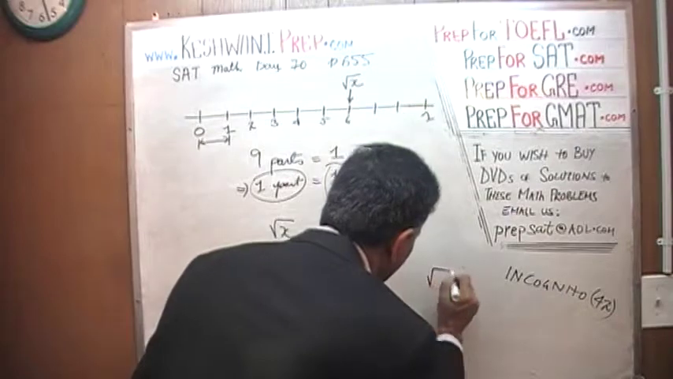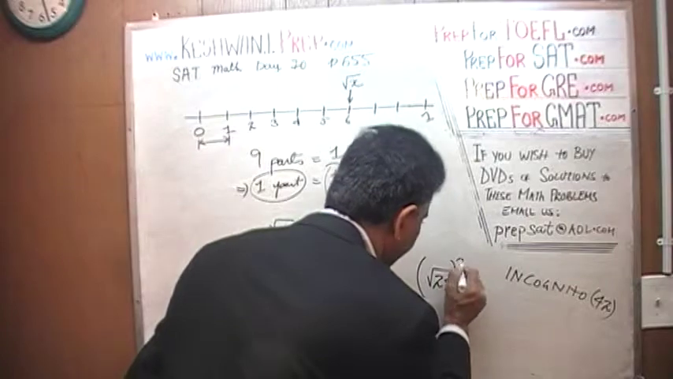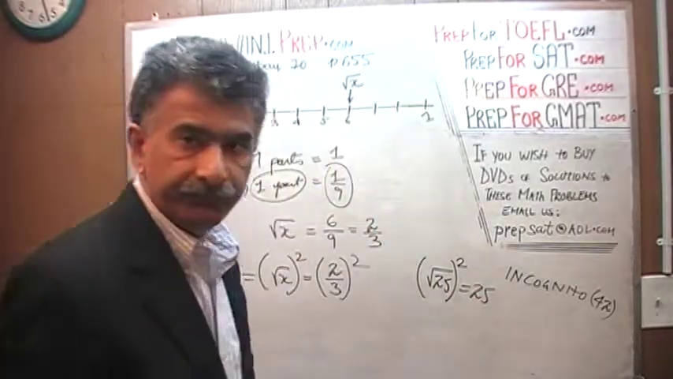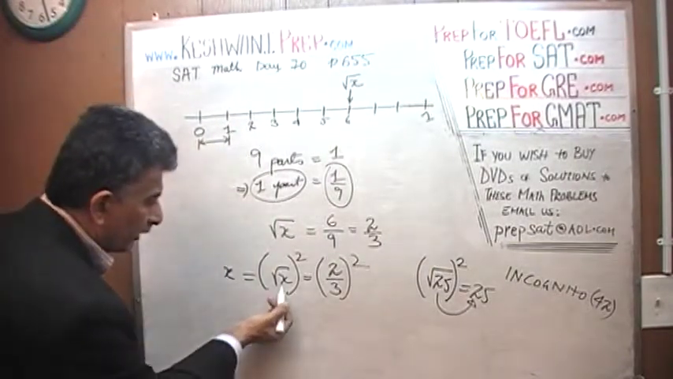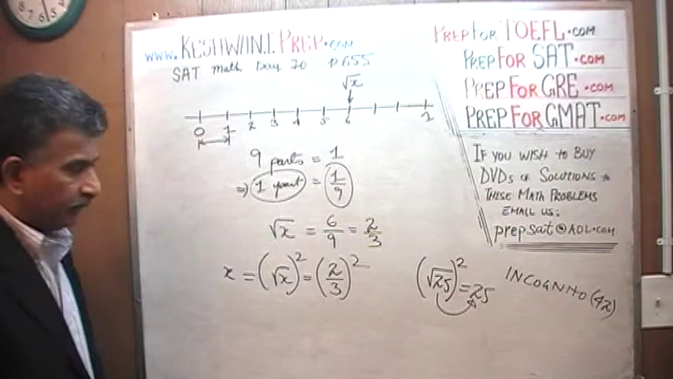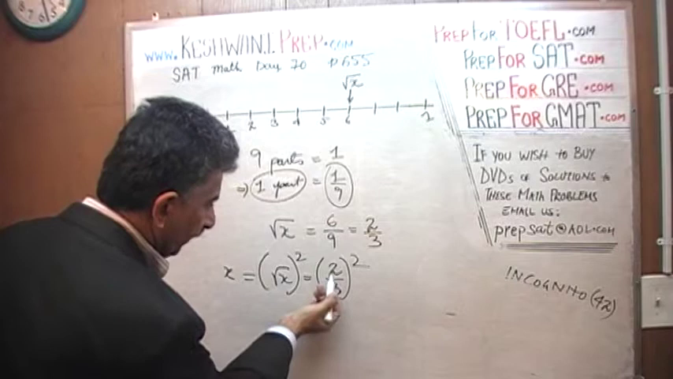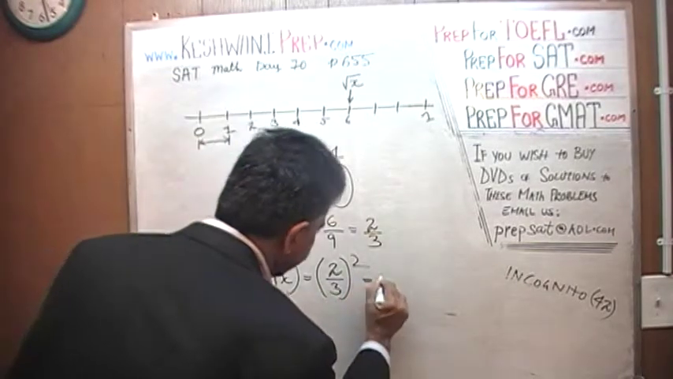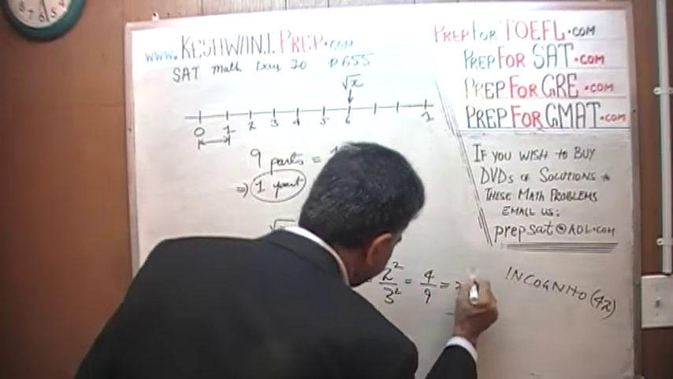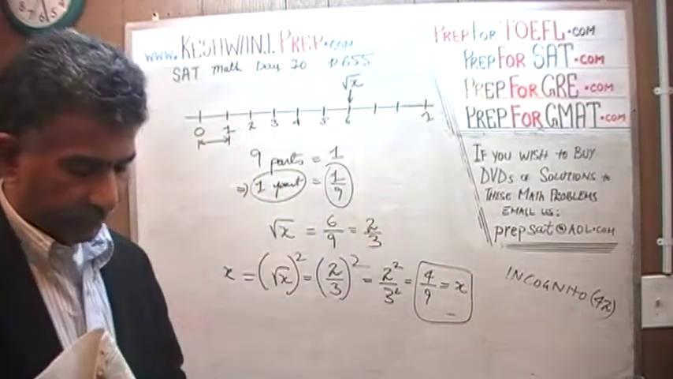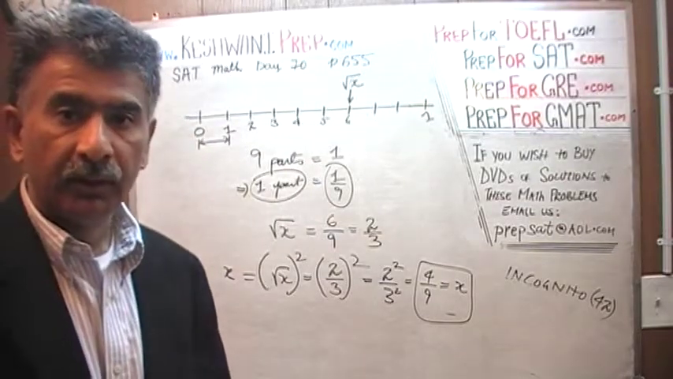For example, the square root of 25 is 5. And then if you square that result, you end up with 25. You end up where we started. That's it. So therefore, the square of the square root of x is just x. And that, from here, equals the square of 2/3, which is the same as square of 2 over square of 3, which is 4 over 9. And that's our answer. X equals 4 over 9. That's it, we're done. 4/9 is the answer, and that's what we're going to grid in.